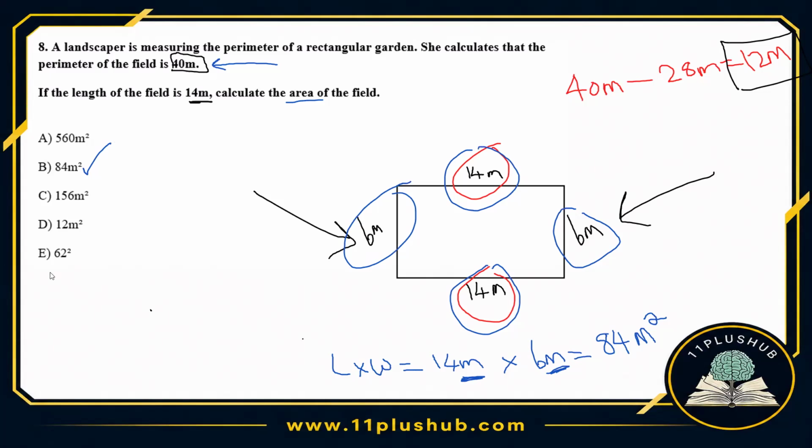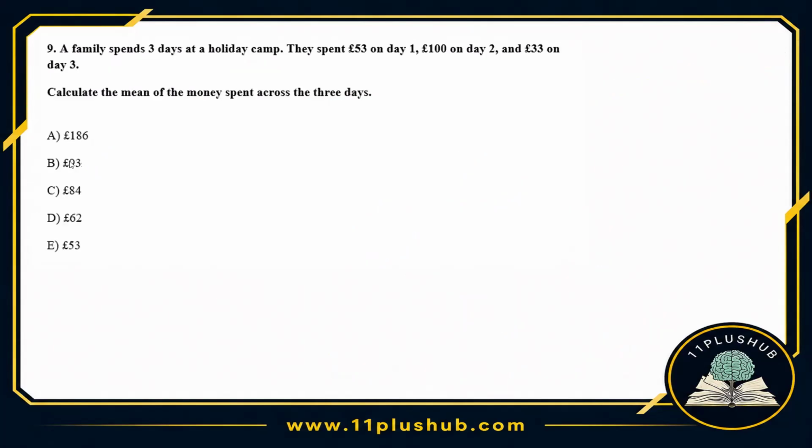Okay, let's move on to question 9. A family spends 3 days at a holiday camp. They spent £53 on day 1, £100 on day 2, and £33 on day 3. Calculate the mean of the money spent across the 3 days.